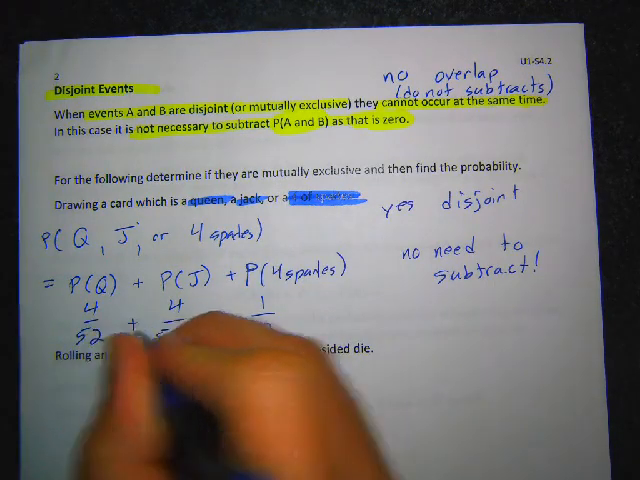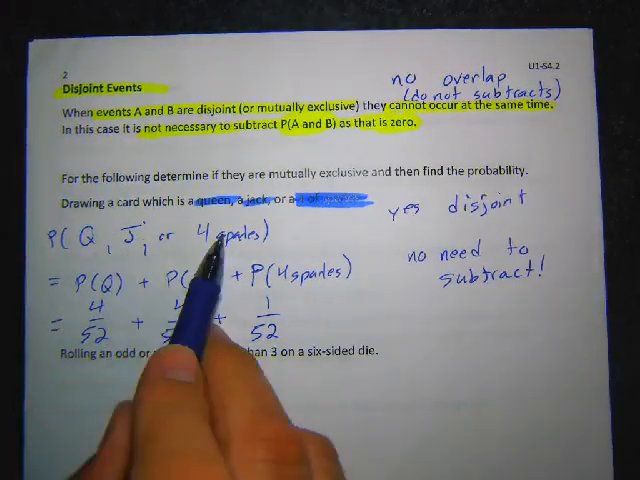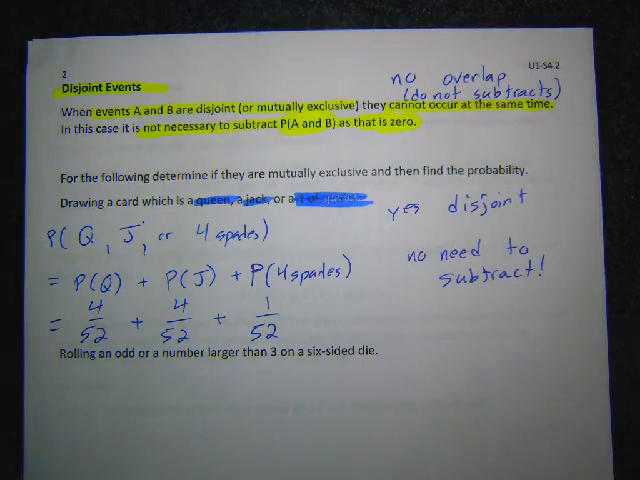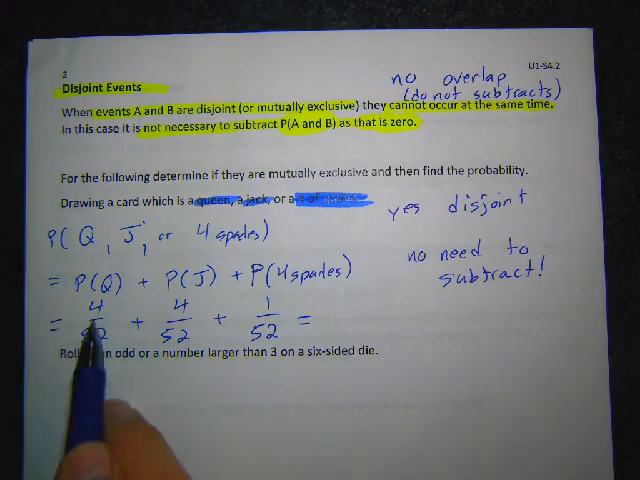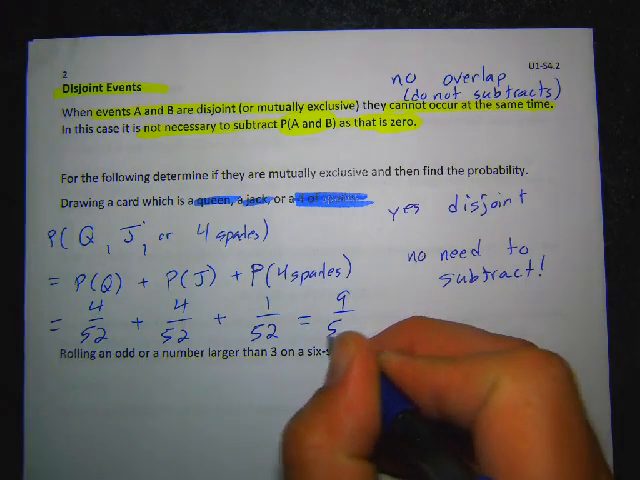And again, because we're finding OR, we add. So I don't care if it's the queen, the jack, or the 4 of spades. Any one of those cards is going to be good for my hand. So I'll take all 3. So we add them up. At the top, 4 plus 4 plus 1 is 9 out of 52.